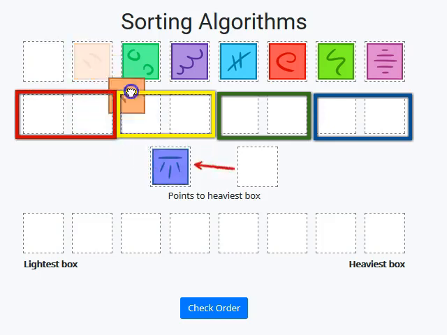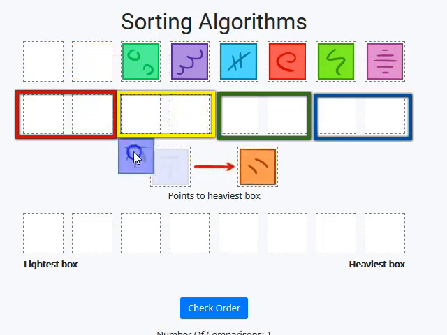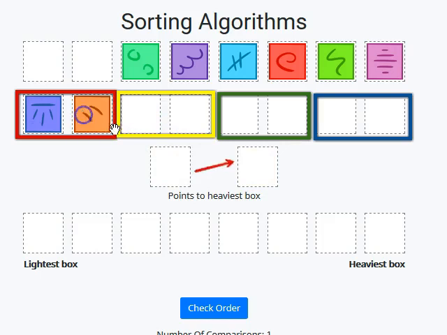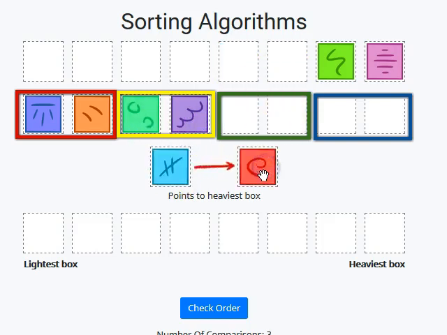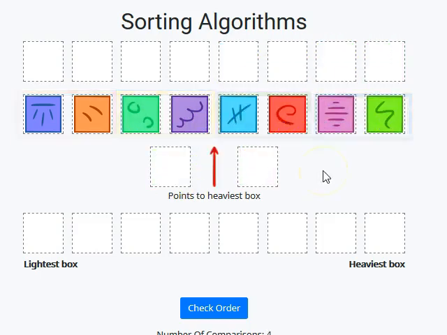To do that, we take the first 2 boxes and we sort them. So we know that the blue is lighter than the orange. We repeat that for the next 2 boxes, and so on. At this point, we have 4 lists of 2 which have been sorted.